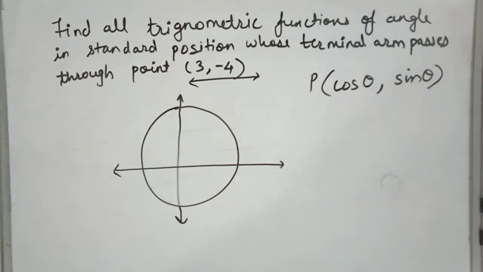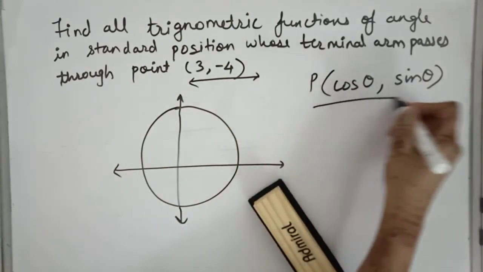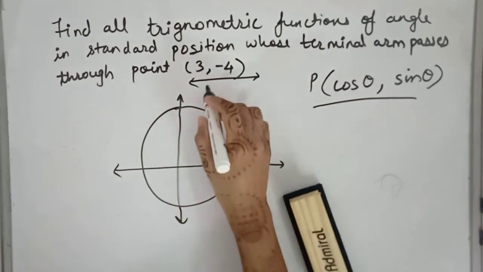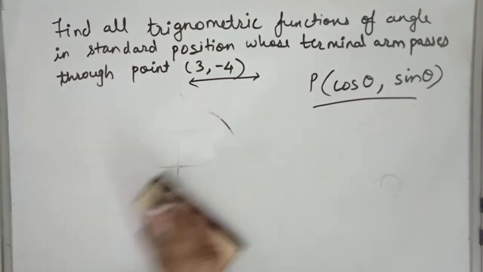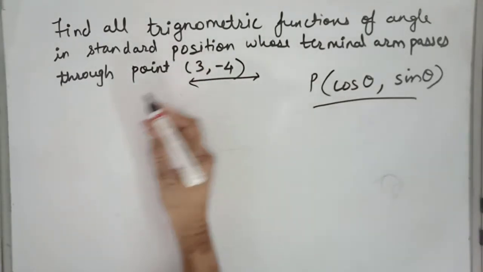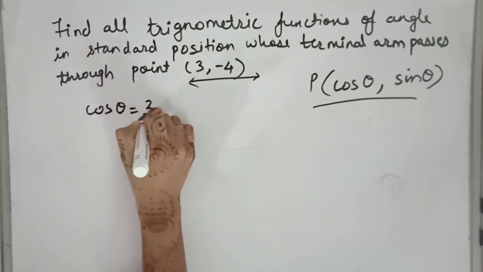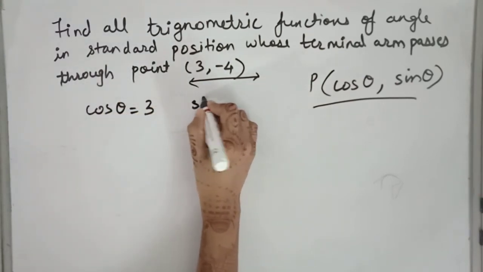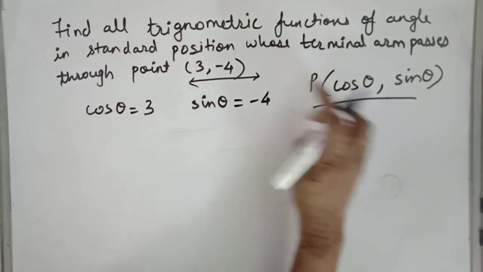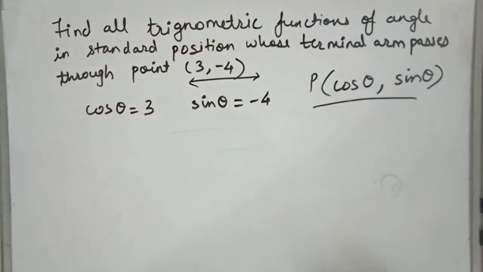So considering the coordinate system where P point is cos theta comma sin theta. Comparing with the point 3 comma minus 4, our cos theta will be equals to 3 and our sin theta will be equals to minus 4. Cos theta will be 3 and sin theta will be minus 4.